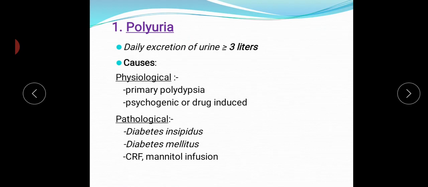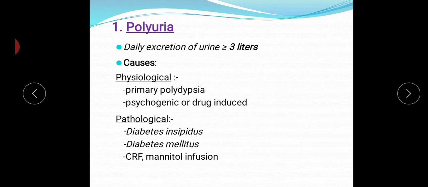Just have a look here. Physiologically, it may be due to primary polydipsia. If you are drinking an excess of water, it may lead to polyuria. Sometimes it may be psychogenic, or it may be drug induced. Certain drugs have an adverse effect that may cause diuresis. The most common pathological condition leading to polyuria is diabetes, whether diabetes insipidus or diabetes mellitus. You should know both terms. Diabetes insipidus we have already discussed previously.